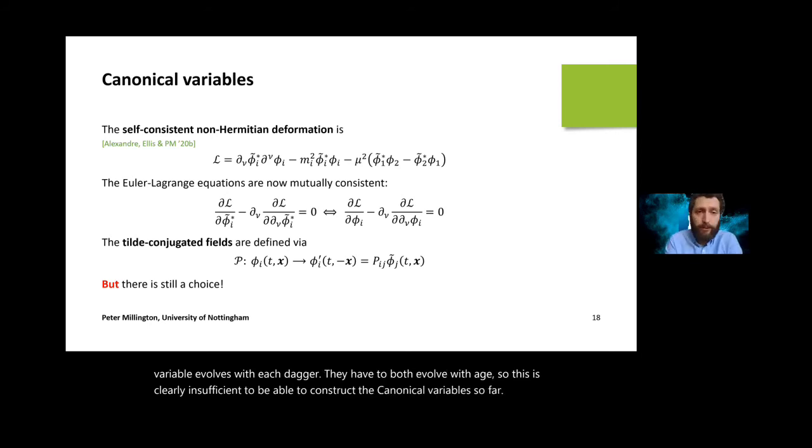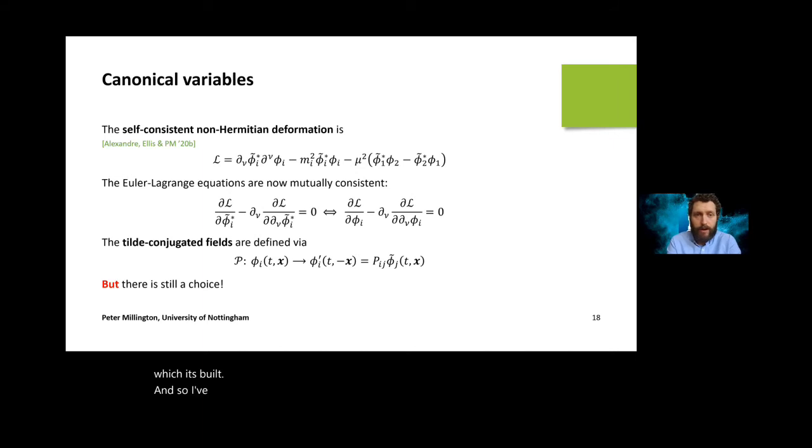So in fact, consider the self-consistent non-Hermitian deformation for the theory that I wrote down. Imagine taking just a complex scalar field with a Hermitian Hamiltonian that doesn't have this mu squared term, and now I want to deform that to be a non-Hermitian theory by adding this mu squared term. I have to both deform the Lagrangian and deform the operators out of which it's built. And so I've introduced this extra field variable, phi tilde. Now the Euler-Lagrange equations can be mutually consistent, and I don't have this problem with the variational procedure anymore if I instead work with this Lagrangian.